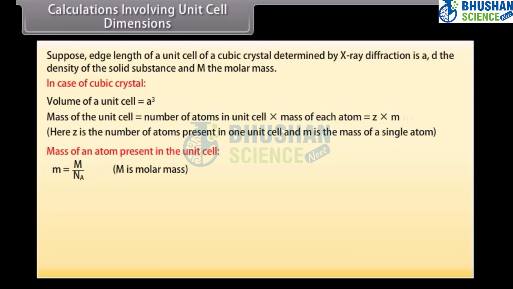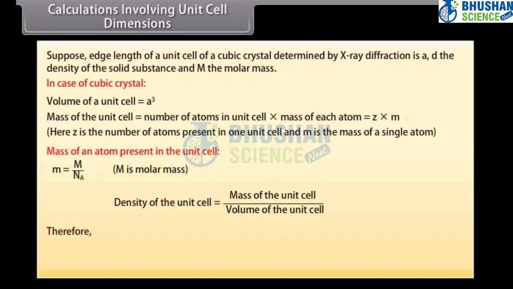M is the molar mass. Density of the unit cell is equal to the mass of the unit cell upon the volume of the unit cell. Therefore, it is equal to Z into m upon a cube, which is equal to Z into M upon a cube Na, or d is equal to Z into M upon a cube Na.